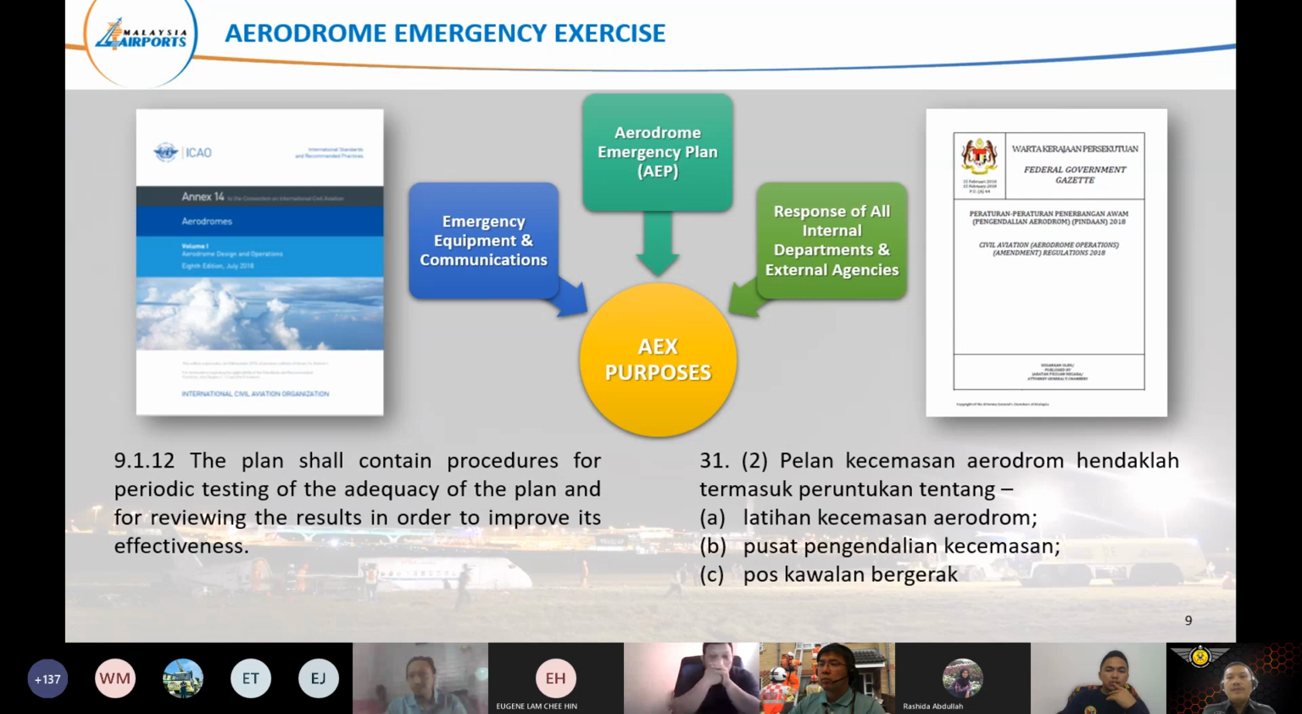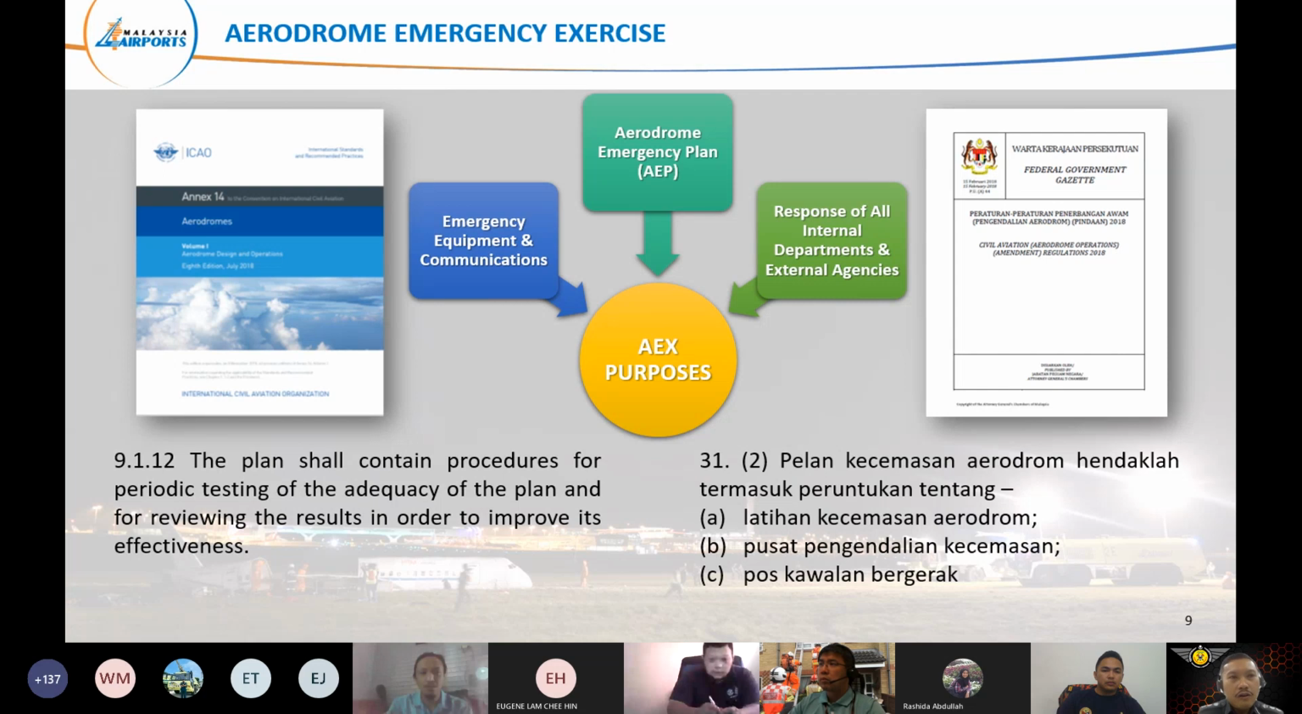So in Malaysia, under the Civil Aviation Aerodrome Operation Regulation 2018, Peraturan 31/2: Pelan Kecemasan Aerodrome hendaklah termasuk peruntukan tentang A. Latihan Kecemasan Aerodrome, B. Pusat Pengendalian Kecemasan, dan C. Pos Kawalan Bergerak. So it is mentioned in our Civil Aviation Regulation that the aerodrome emergency plan must include provision of A. Aerodrome emergency exercise, B. Emergency Operation Center, and C. Mobile Command Post.